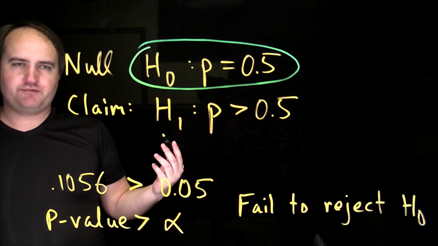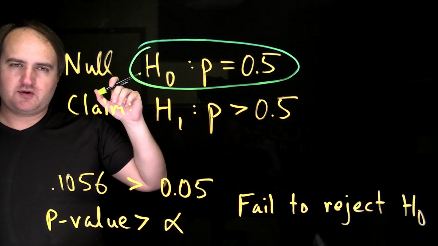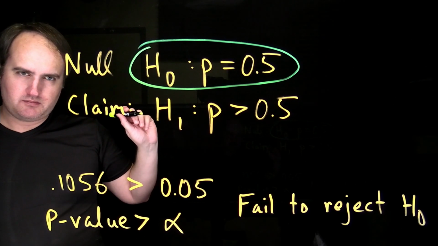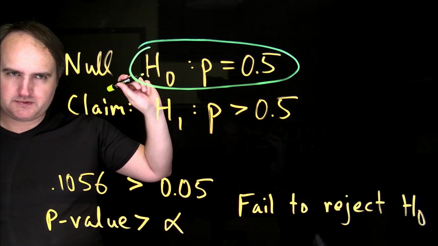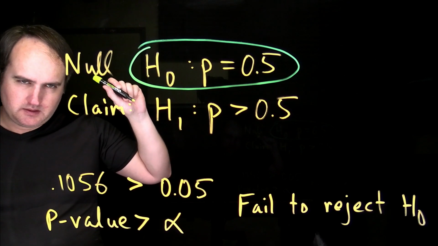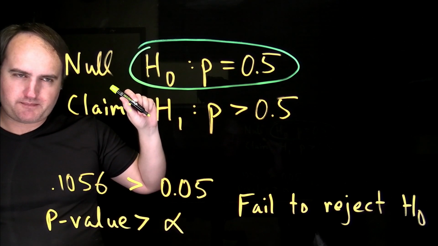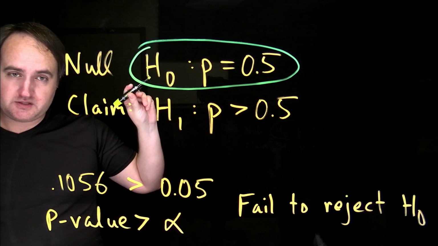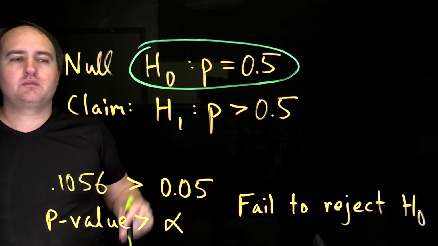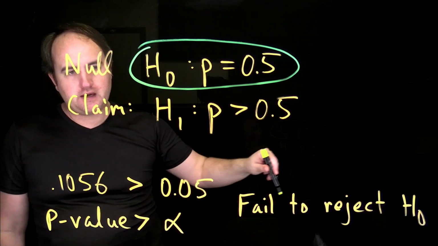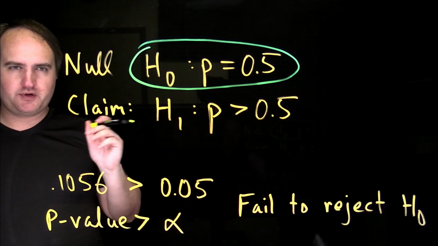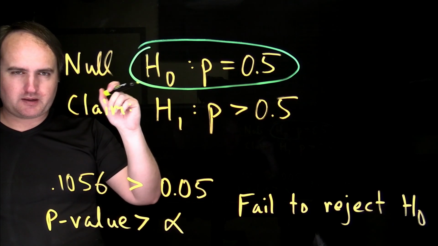But one thing that's helpful is you either have evidence that supports your claim or does not support your claim. So it either supports your claim, which is your alternative hypothesis. In that case, you would reject H naught. Or the case that we're in right now, if you fail to reject H naught, that means you don't have enough evidence to support your claim, so you're just stuck with the null hypothesis.